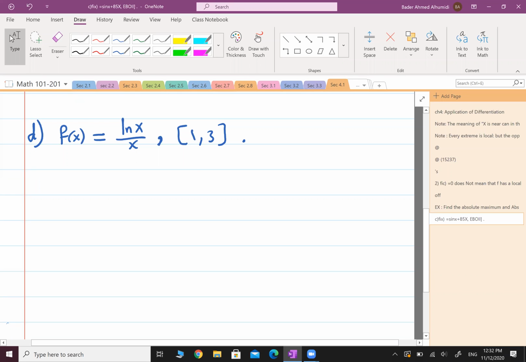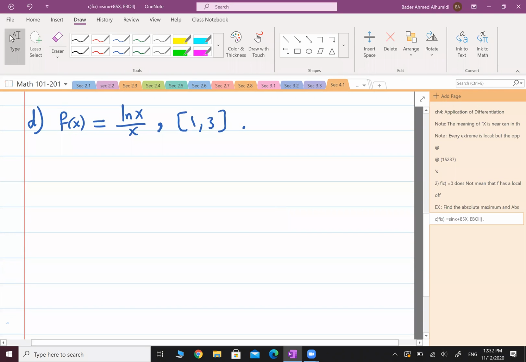Ln of x over x, between 1 and 3. We need to find the absolute maximum and absolute minimum. So the first step, I will find the derivative of the function. F prime of x is equal to the derivative of the numerator, 1 over x, times the denominator, x, minus the numerator, ln of x, times the derivative of x, over x squared.